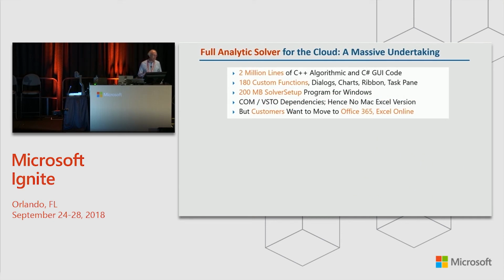It's a couple million lines of code, mostly algorithmic code and then C# GUI code. There are 180 custom functions, and one of the things we have not been able to do until now, literally the reason I'm here today as much as anything, is because custom functions in JavaScript that work across devices are something you can now build. Another big issue is, when this runs as a conventional COM add-in, it's about a 200 megabyte setup program that you have to run, and you have to have administrator privileges to install it. That all goes away with the JavaScript add-ins.